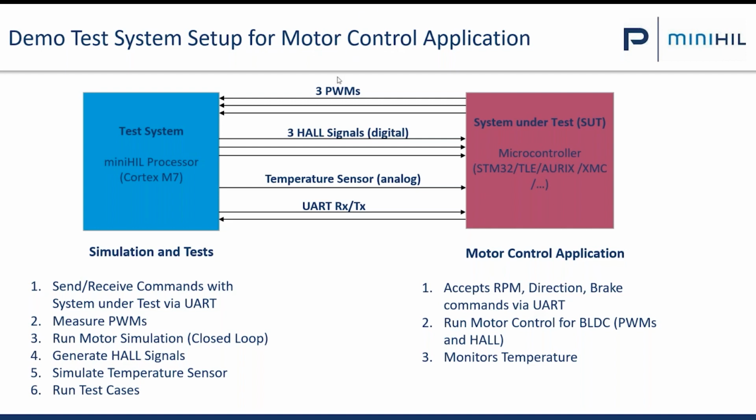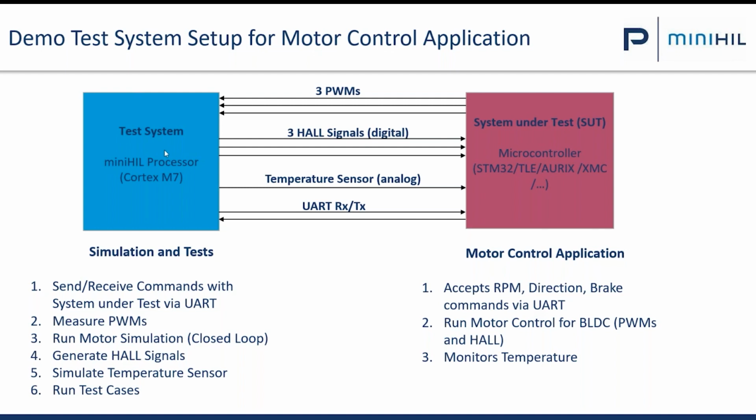So the motor controller generates 3 PWMs. The test system measures the PWMs, and on every change on every PWM phase, it generates a new speed. It calculates the new speed as an environment model for the motor. And according to the speed, we generate Hall signals as digital outputs. So the motor controller can really control the simulated motor instead of the real motor.